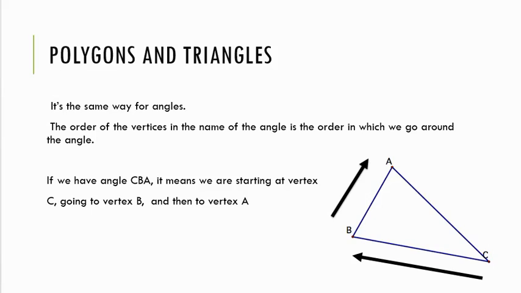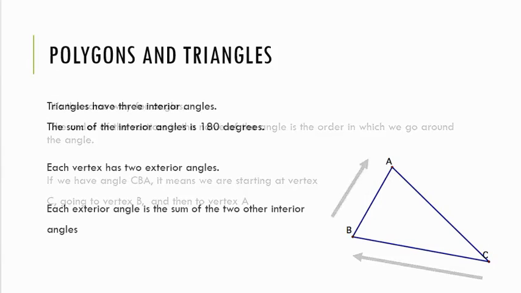It's the same way when we're talking about the angles, and this will come into play later as well. The order of the vertices in the name of the angle is the order in which we go around the angle. If we have angle CBA, it means we are starting at vertex C, going to vertex B, and then to vertex A. We're still talking about this angle. We can also call it angle B. All right? But we're labeling it CBA. That means we're going around this way. We could also label it as ABC, but we would be going the opposite direction.